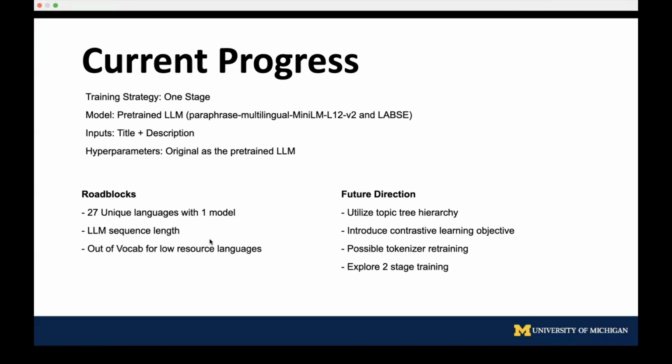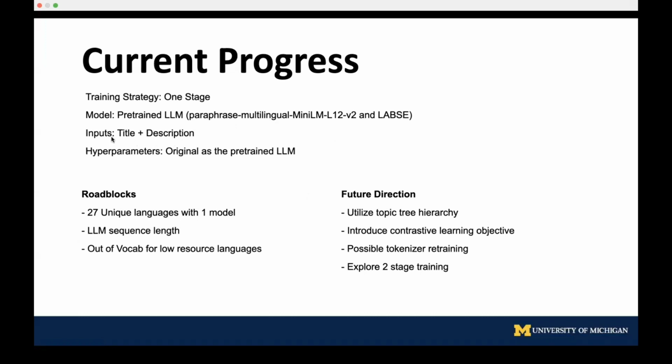So how are we going to deal with these roadblocks? For one, to deal with the out of vocabulary issue, we are going to use the multilingual language models. Both of them that I mentioned here are multilingual. LaBSE, for example, can handle about 109 different languages, and the Paraphrase model can also handle more than 40 or 50 different languages. I don't remember the exact number though.